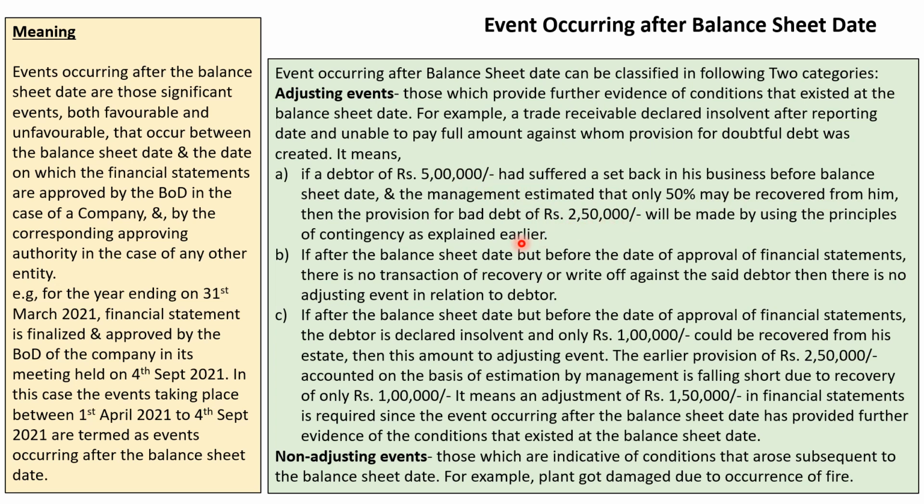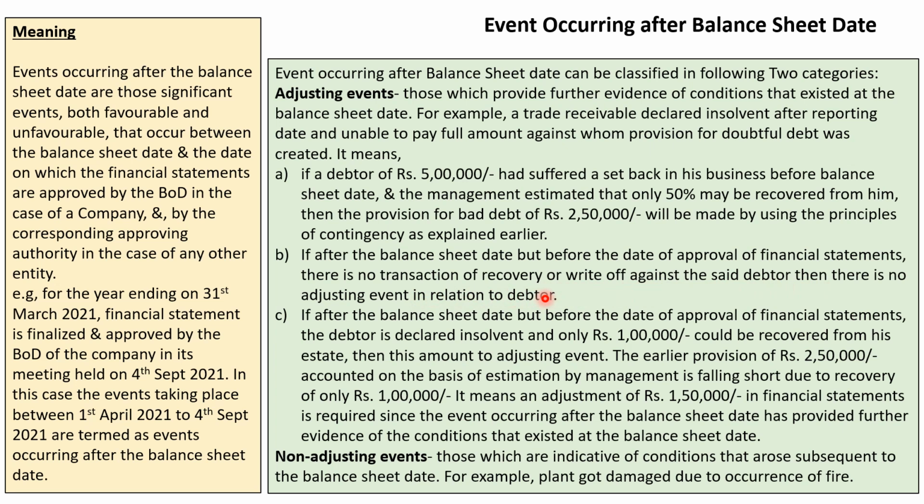Then a provision of rupees 2,50,000 is already made by the management by using the principles of contingency as explained earlier, because management is of the opinion that we are probably going to recover only 50% of the money from him. So the remaining 50% is bad debt. That is an estimation of the management, and accordingly the entry is already passed: P&L account to RDD account 2,50,000. Now if after the balance sheet date but before the date of approval of financial statements, there is no transaction of recovery or write-off against the said debtor, then there is no adjusting event in relation to this debtor. So I'm repeating again, on 31st March, you know that there is a debtor of rupees 5 lakh who probably may become bad.